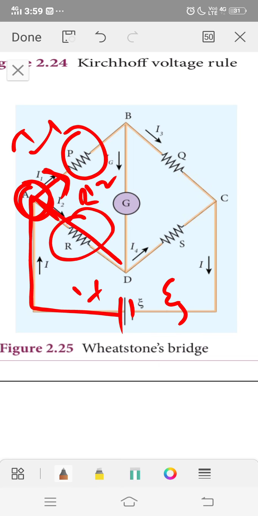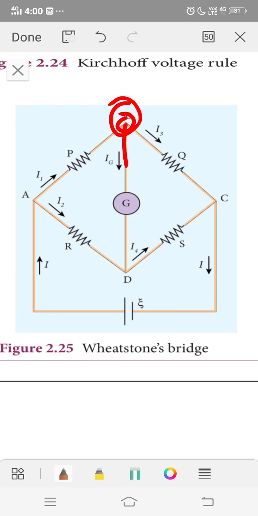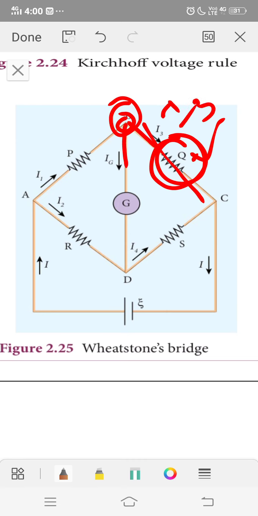In the same manner, when the current reaches the point B, at junction B the current divides and travels along B and C. The current flowing through the resistor Q is represented by I3. The dividing current has one part moving through the resistor Q and another part flowing through the galvanometer.